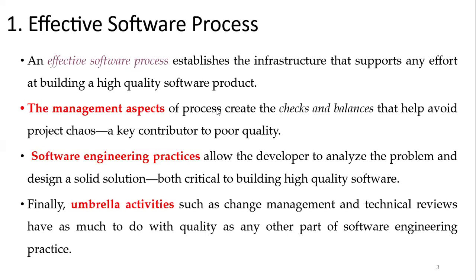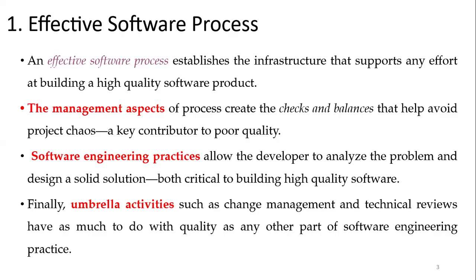The first one is the effective software process. An effective software process establishes the infrastructure that supports any effort at building a high quality software product. The management aspects of process create the checks and balances that help avoid project chaos, a key contributor to poor quality. The software engineering practices allow the developer to analyze the problem and design a solid solution, both critical to building high quality software.